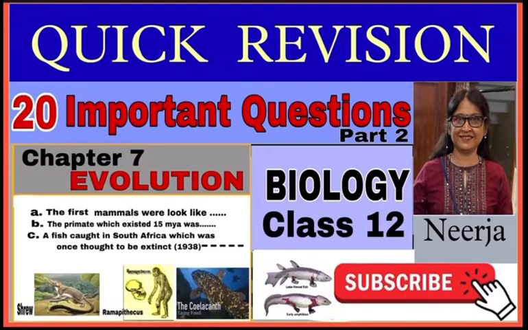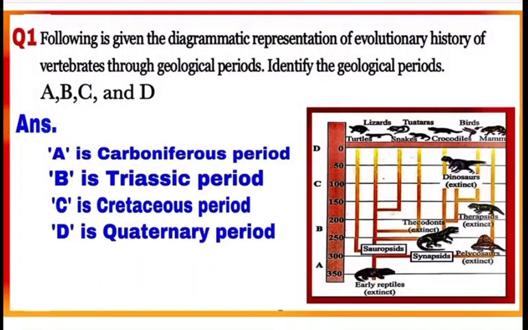Hello students, let us do quick revision of 20 important questions from chapter number 7 Evolution in this part 2 video. Question number 1. The given figure is a diagrammatic representation of evolutionary history of vertebrates through geological periods. Identify the geological periods A, B, C and D.